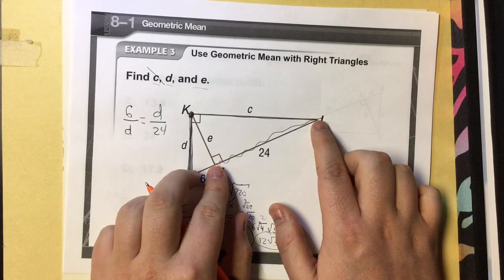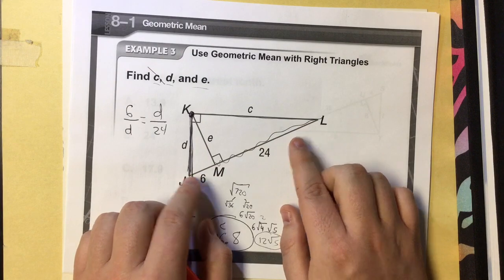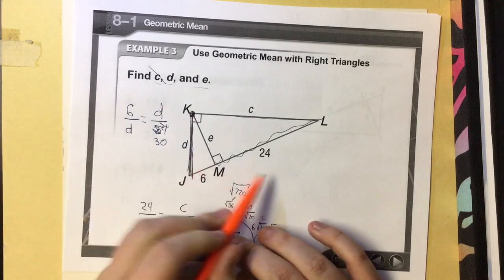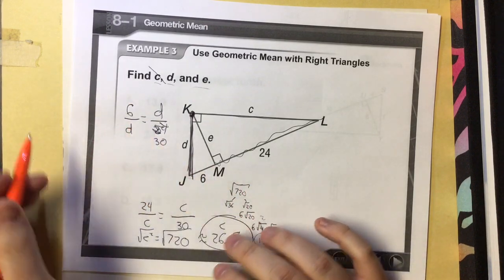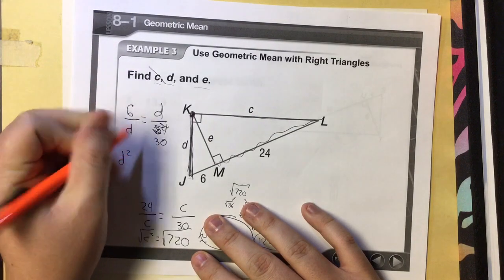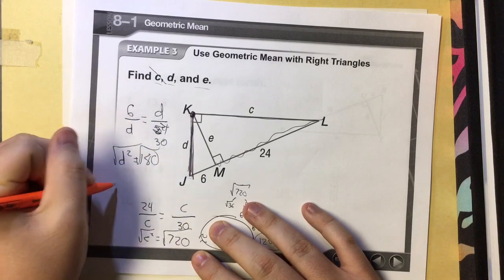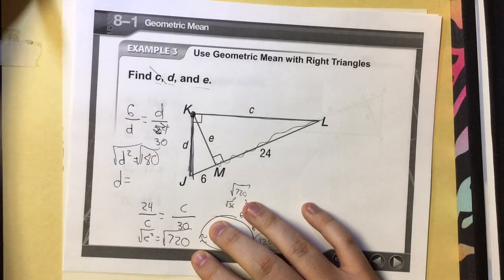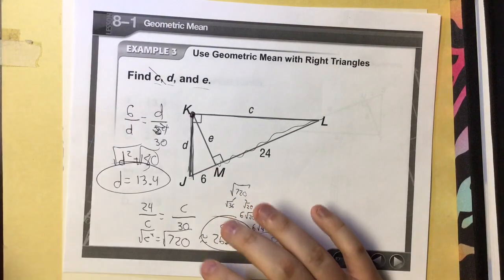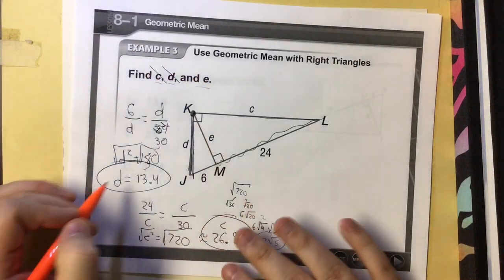If you only look at this piece, D is not touching it, but it touches the little tiny one, and it touches the whole thing, so 6 and 30. It does not touch 24. Apologize, 6 and 30. So we do 6 times 30, and we get 180. D squared equals 180. Take the square root. D is equal to 13.4. And you could find that in simplest radical form as well. So that's D. Moving on to E.